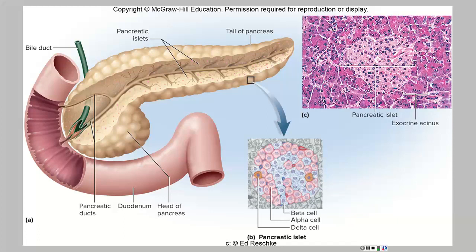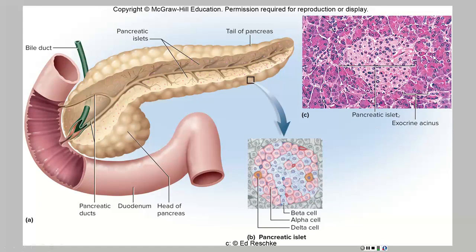But mostly what we're concerned with in this chapter is the endocrine portion. So again, when we look at the microscope slide, there are some smaller, lighter staining structures. These are called the islets of Langerhans, or the pancreatic islets. Now, the pancreatic islets have a few different cell types. We're going to be talking about the alpha cells and the beta cells mostly. We're also going to briefly mention the delta cells.